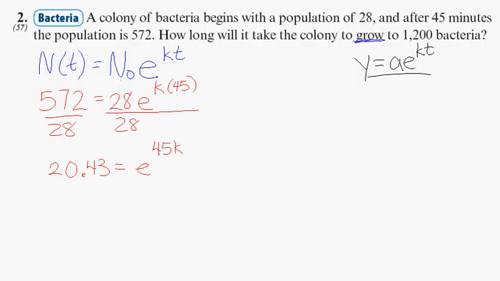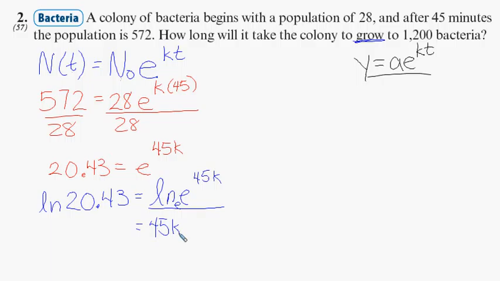Now I get to take the natural log of both sides to get to this exponent. Whenever you have an exponent in the numerator, you have to take either the log or the natural log of both sides to access the ability to solve for that variable. So I'm going to take the natural log of 20.43, taking the natural log of e to the 45k, and as you well know, if this base is e and this is e, then the overall value of all of this is just whatever is in the exponent there. So we have 45k is equal to the natural log of 20.43.